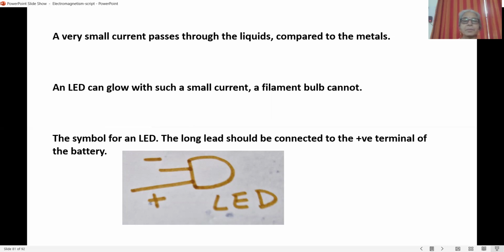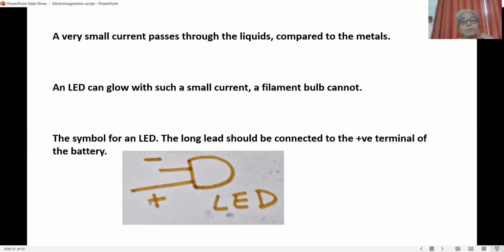So the LED bulb can glow even when a small current flows through it, unlike a filament bulb. You remember a filament bulb glows when the filament heats up because of the electric current. So it needs more energy to glow, whereas an LED bulb can glow with very little energy. It consumes very little energy and it needs only a small current.